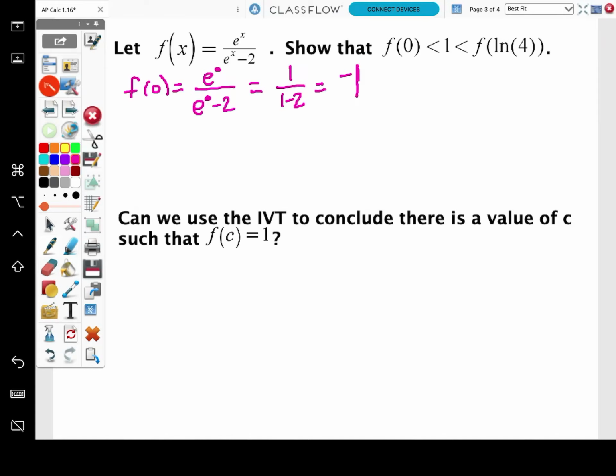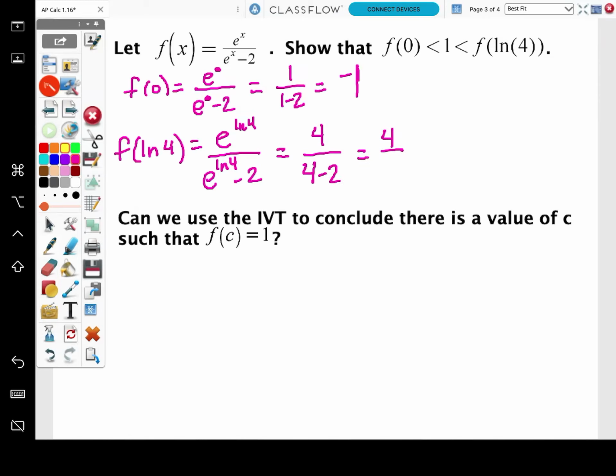So that looks like -1. And f of natural log 4 is e to the ln 4 over e to the ln 4 minus 2. E to the ln 4 is 4. This is 4 minus 2. So I get 4 over 2, which is 2.